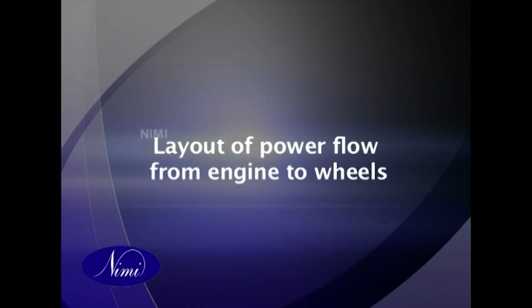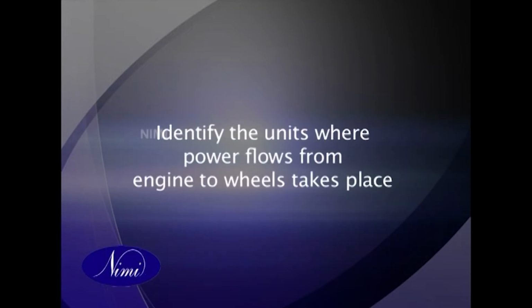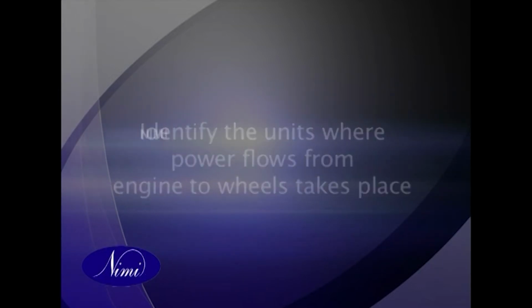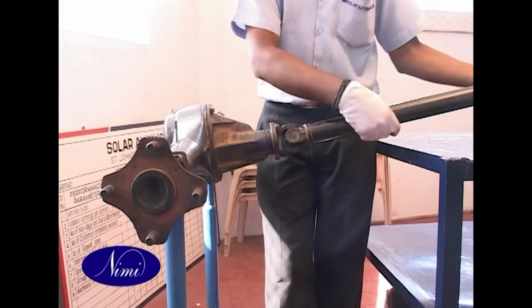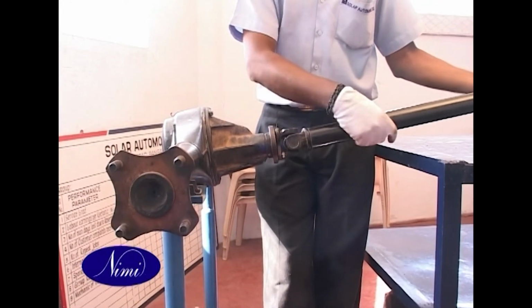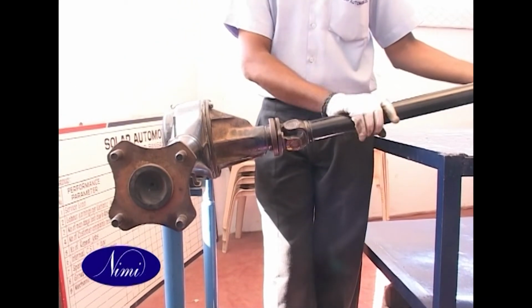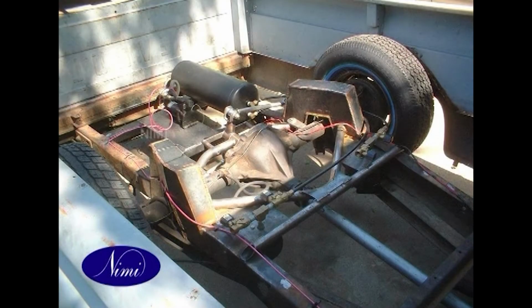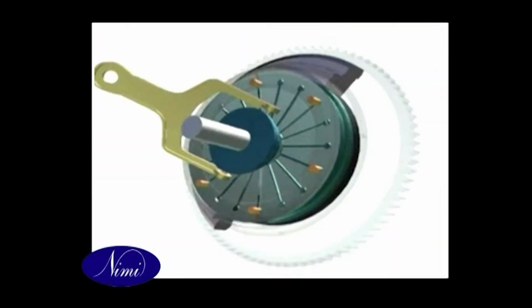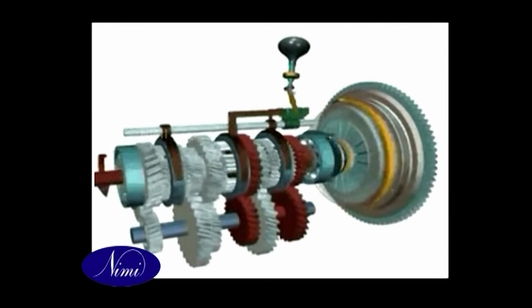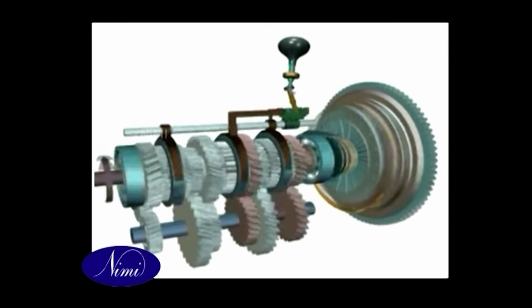Layout of power flow from engine to wheels. Objectives: identify the units where power flow from engine to wheels takes place. Power developed in the engine goes to the wheels. In its simplest form, a transmission may consist of a chain and sprockets as used in a bicycle. A modern vehicle transmission must have a mechanism to engage and disengage the engine from the driveline during gear changes.